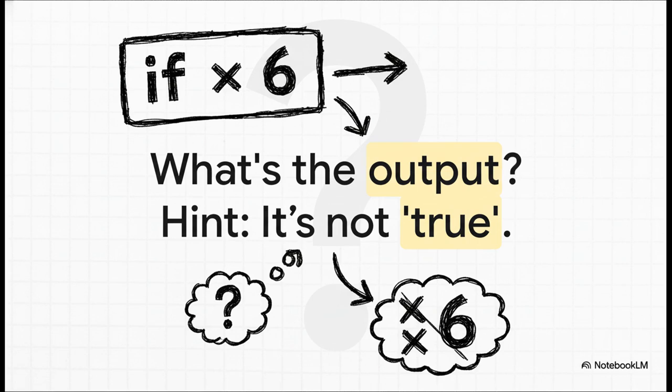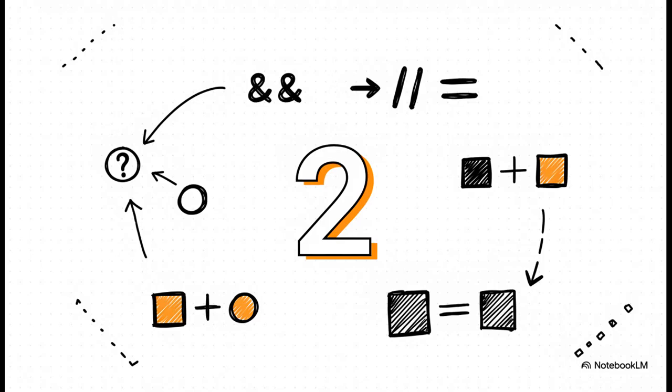The condition is x, and x is 6. So, is the output going to be true? Maybe it'll be 6. I bet the answer is not what you think. 2. What? Not 6, not true, 2. Okay, why in the world did that happen?